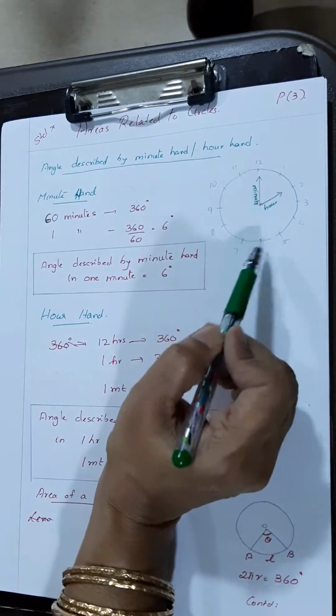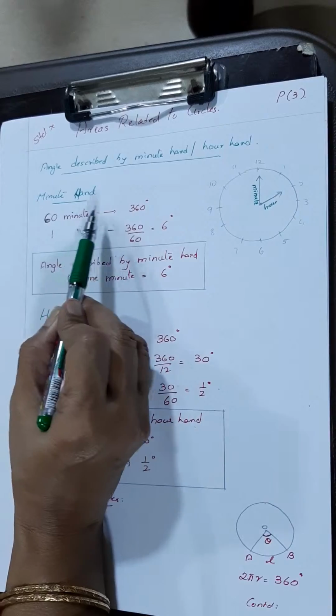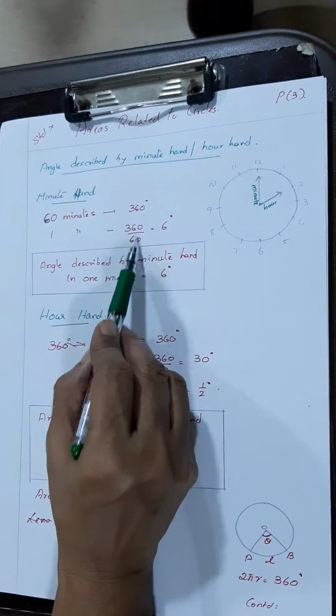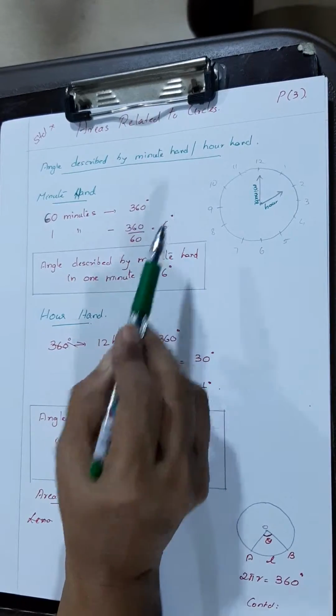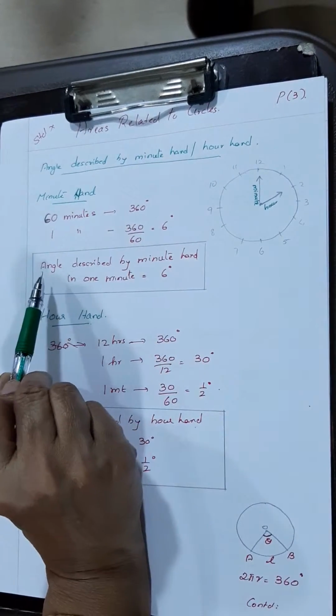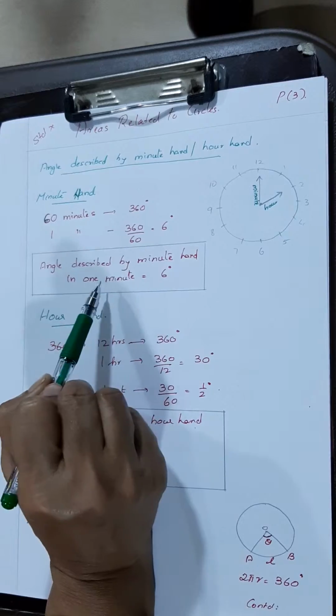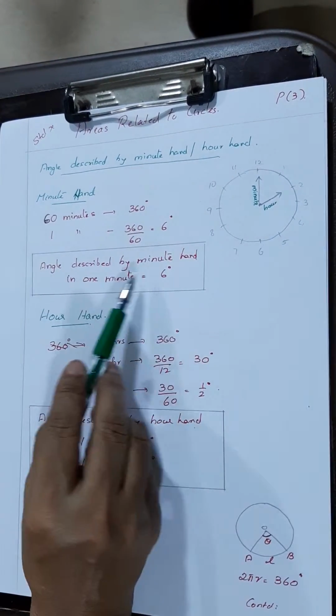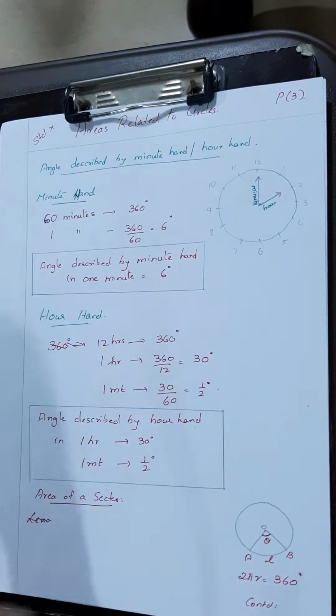So one circle is 360 degrees. So 60 minutes is equal to 360 degrees. So 1 minute is equal to 360 by 60, which is equal to 6 degrees. So the angle described by the minute hand in 1 minute is equal to 6 degrees. This is the value that we will be using in our problems.